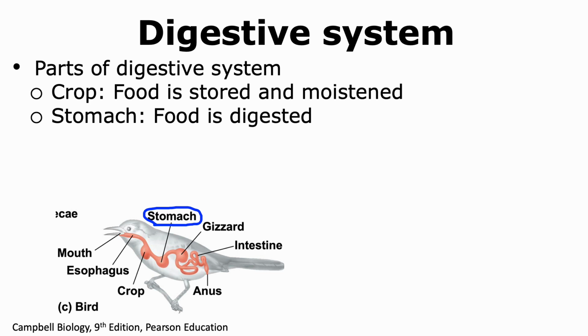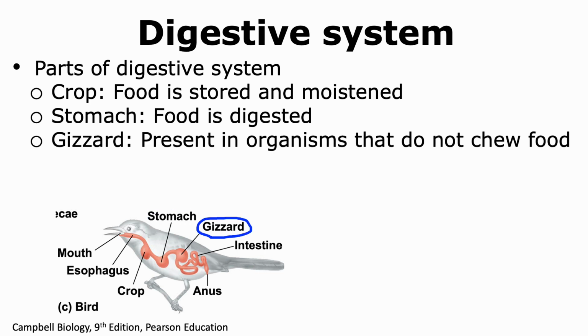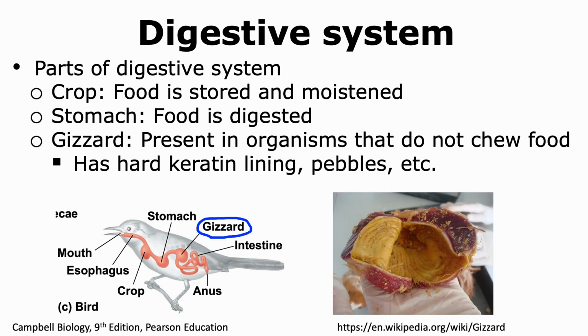And in some organisms where teeth are not present or who have the inability to chew their food, there is a compartment called a gizzard. The gizzard has a very hard keratin lining. It can also have pebbles, and thus it helps in grinding the food and digesting the food. Hence, gizzards are most commonly found in those animals that do not have the ability to chew their food.